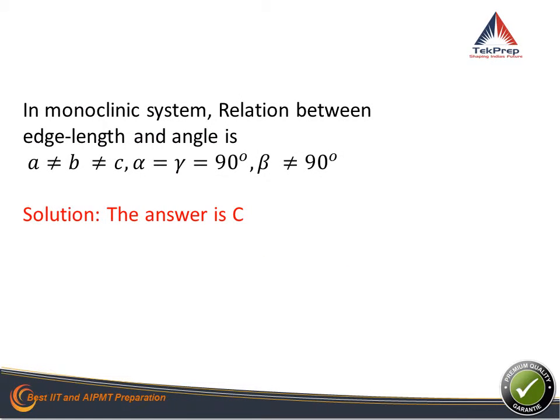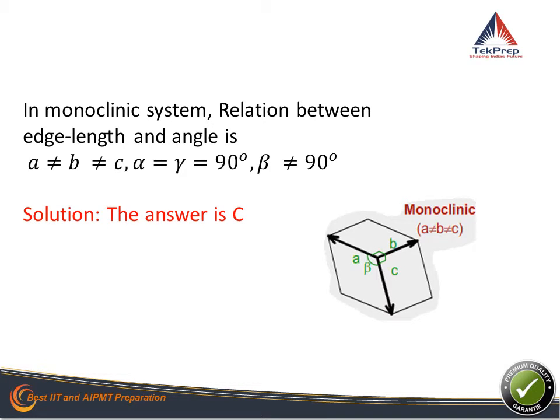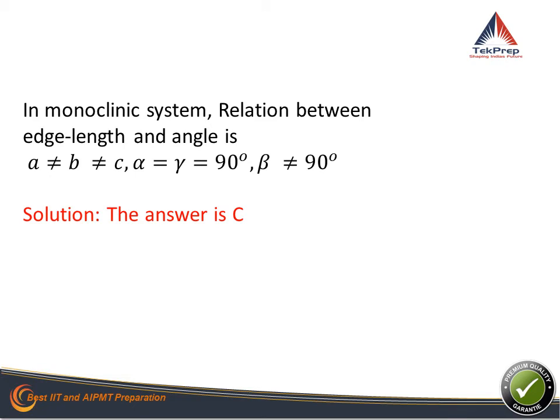So in monoclinic system, the relation between edge length and angle is defined by A is not equal to B is not equal to C, whereas two angles are equal to 90 degrees and beta is not equal to 90 degrees. So the right answer is option C.